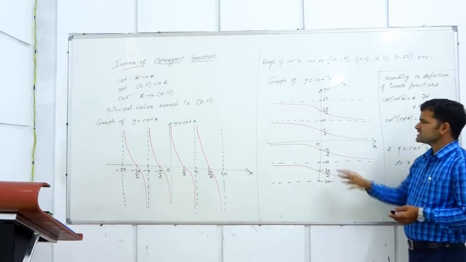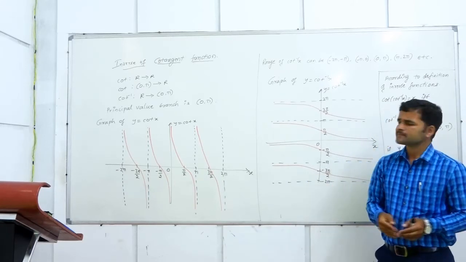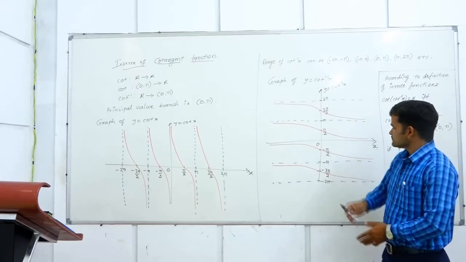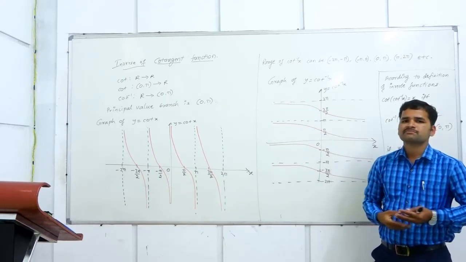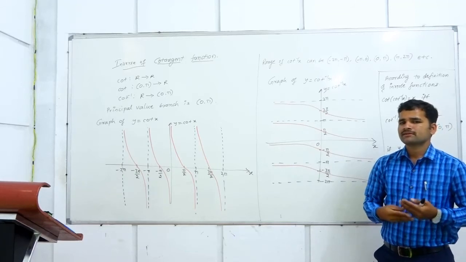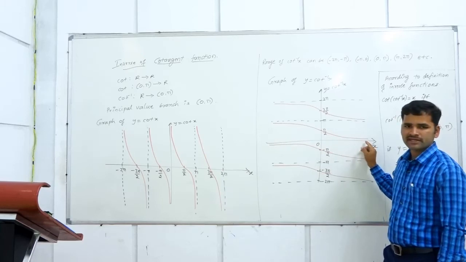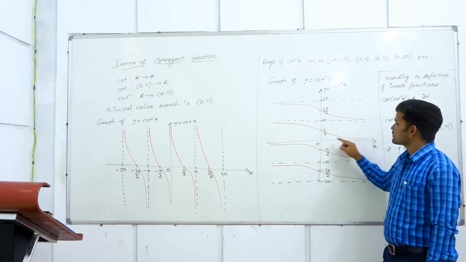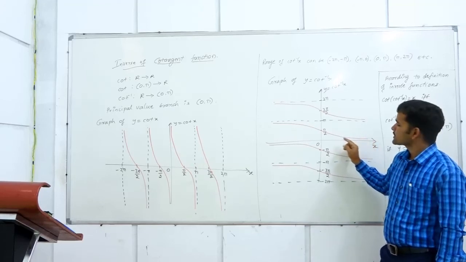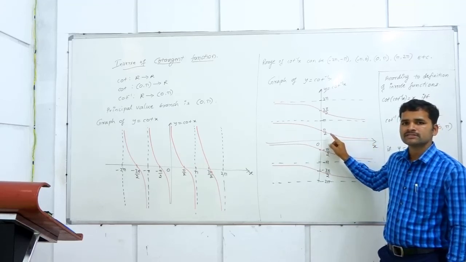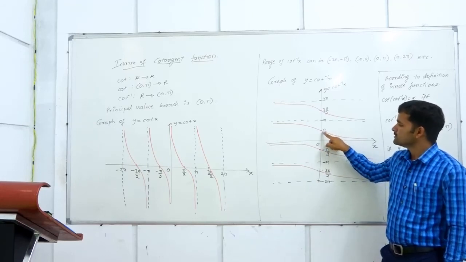Now we will check it once, whether it is correct or not. See, 0 to pi by 2, it is the first quadrant. In the first quadrant, is cot positive or negative? Yes, it is positive. What about the cot 0 value? Cot 0 is infinity. Yes, it is tending towards infinity. What is the cot 90 value? Cot 90 is 0. We are getting this point.